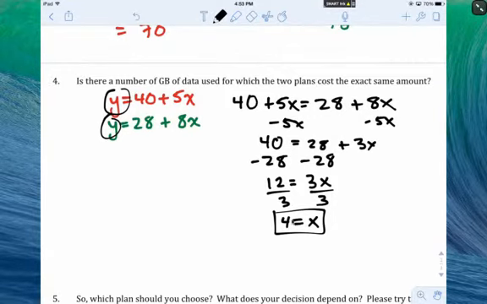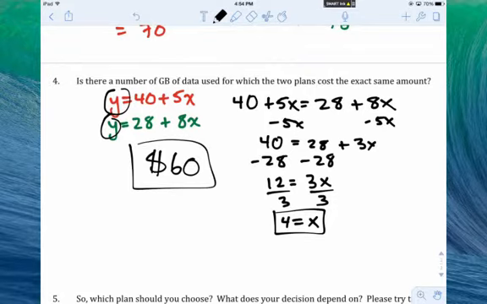And what would that cost be? Well, let's see. 4 gigabytes of data. So 5 times 4 is 20, plus 40 is 60. Okay, so it costs $60 with Boost Mobile. Supposedly it should be the same for Cricket. Let's make sure. 4 times 8 is 32, plus 28 is also 60. So for 4 gigabytes of data, these two are going to cost the exact same amount, and they're each going to cost $60. So of course, the ultimate question here is, which one do we choose? What's going to be the best option for us?